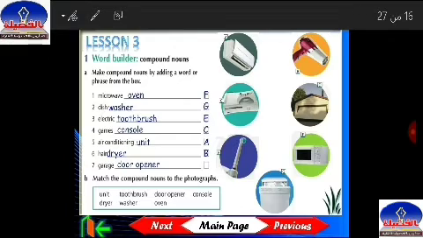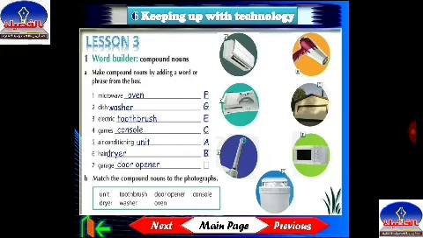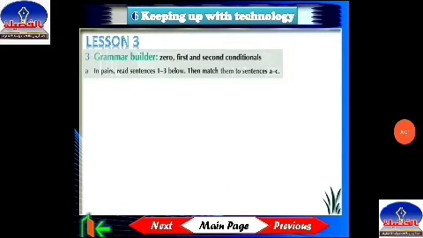B. And the last one is garage door opener, is the picture of D. Topic number 3, grammar builder of 0, first and second conditional. Let's watch this video. It belongs to this grammar pattern.